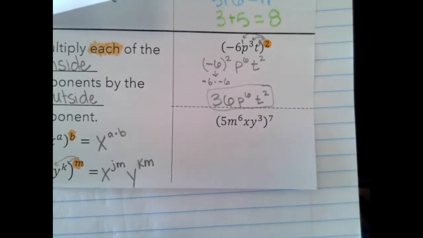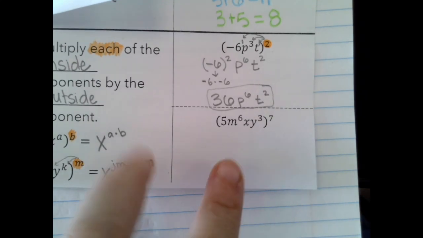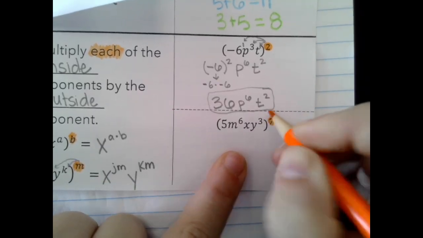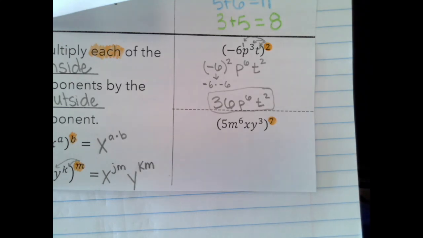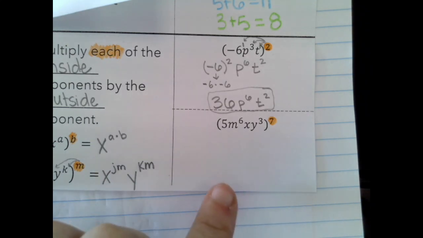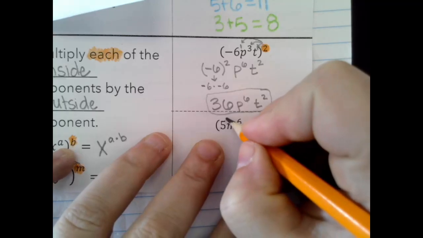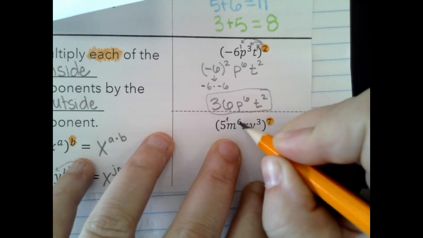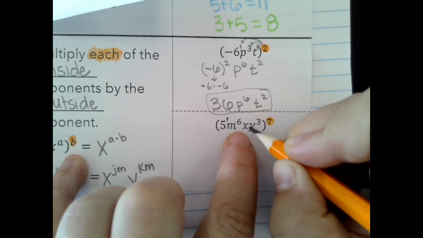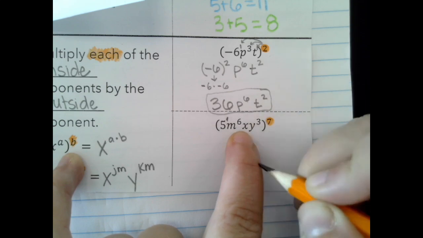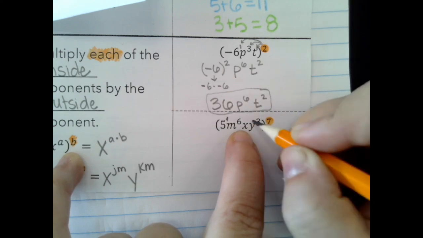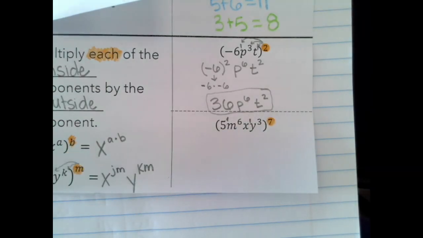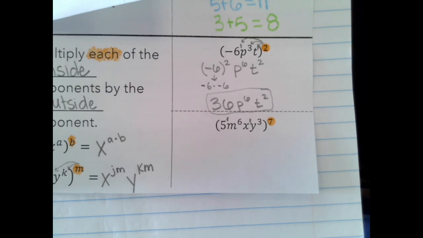All right, one more. This time we have what on the outside? 7. First thing I'm going to do when I think about things is I'm going to make sure that I put 1s anywhere where I don't see an exponent. So it's 5 to the 1st power, m to the 6th power, x to what power? X to the power of 1, yeah. And then the y gets 3. So everything is separated. So it's really important that each thing gets their own exponent.